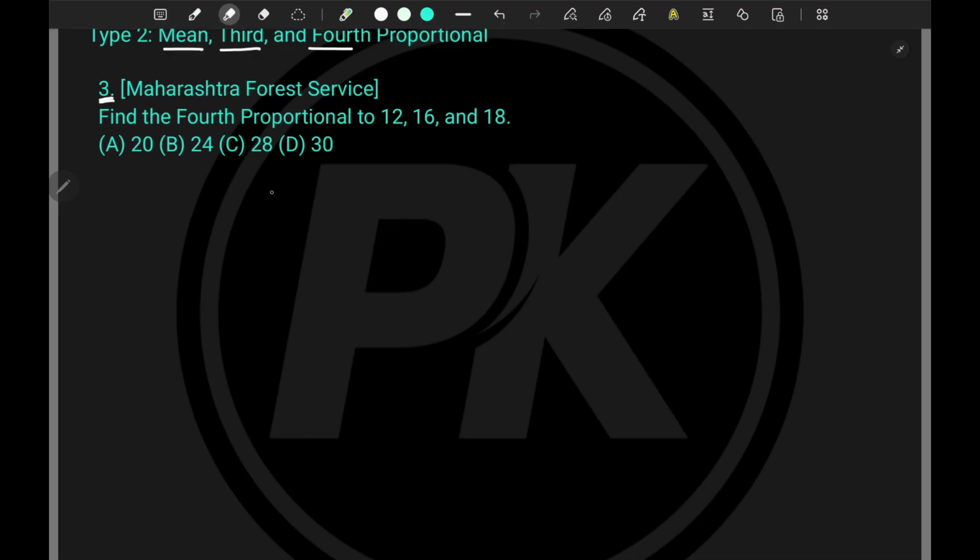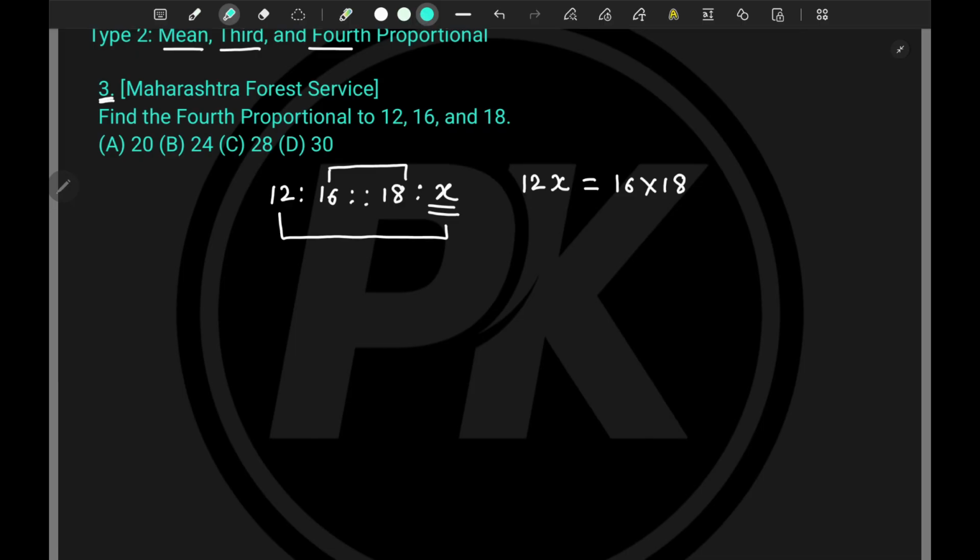Now, what is the logic? We have seen that 12, 16 is in proportion with 18 and the fourth proportional x. We have to find x. What was the logic? The product of extremes is equal to the product of means. That means 12 into x is equal to 16 into 18. So 4 threes are 12, 4 fours are 16, and 3 sixes are 18. Hence x is equal to 24, and hence option number B is correct.